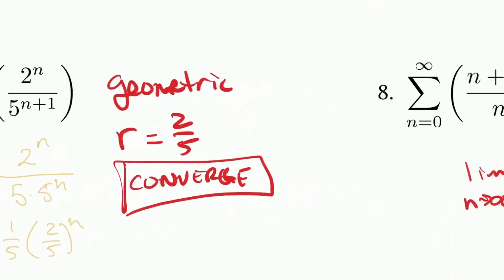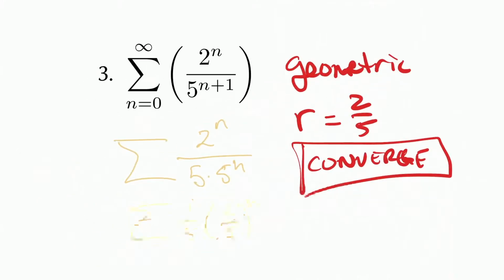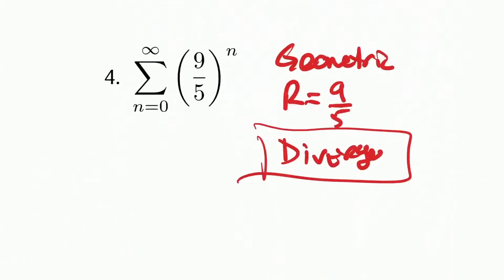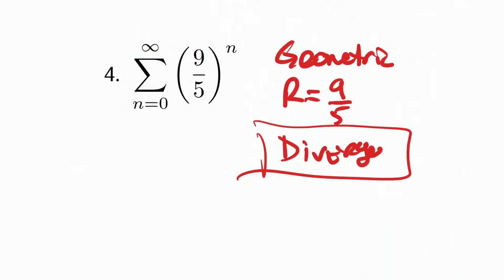Okay, but anyway, the red there is all you really need for this. So let's take a look at the next one. Next one, hopefully everyone got right. Geometric, super easy. 9/5. It's all written like a geometric series. The r is 9/5, so this thing diverges.